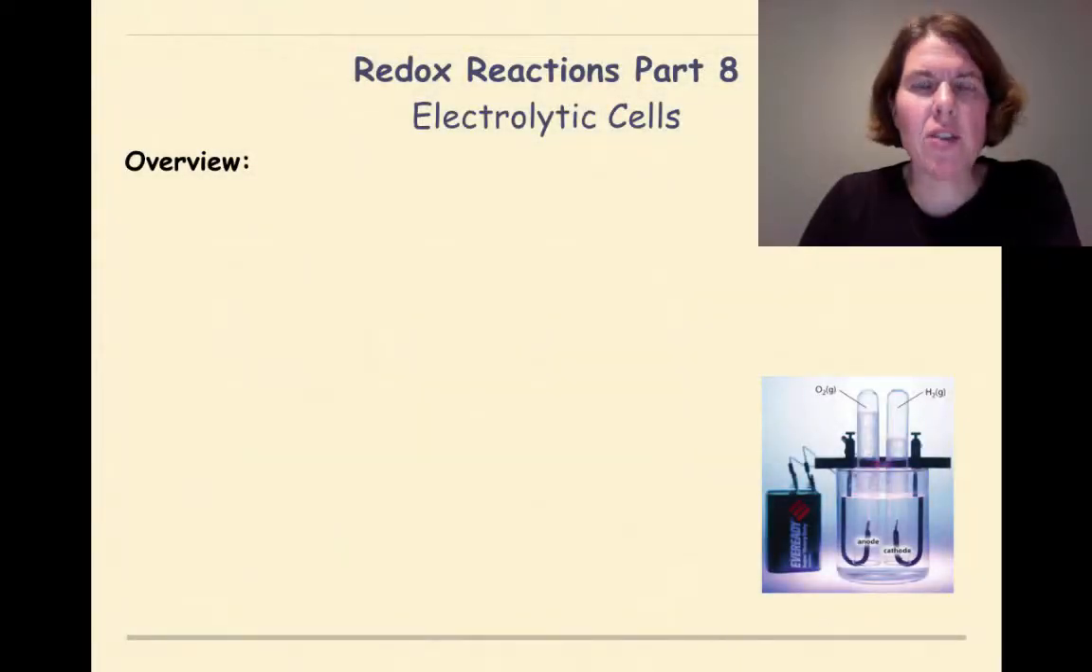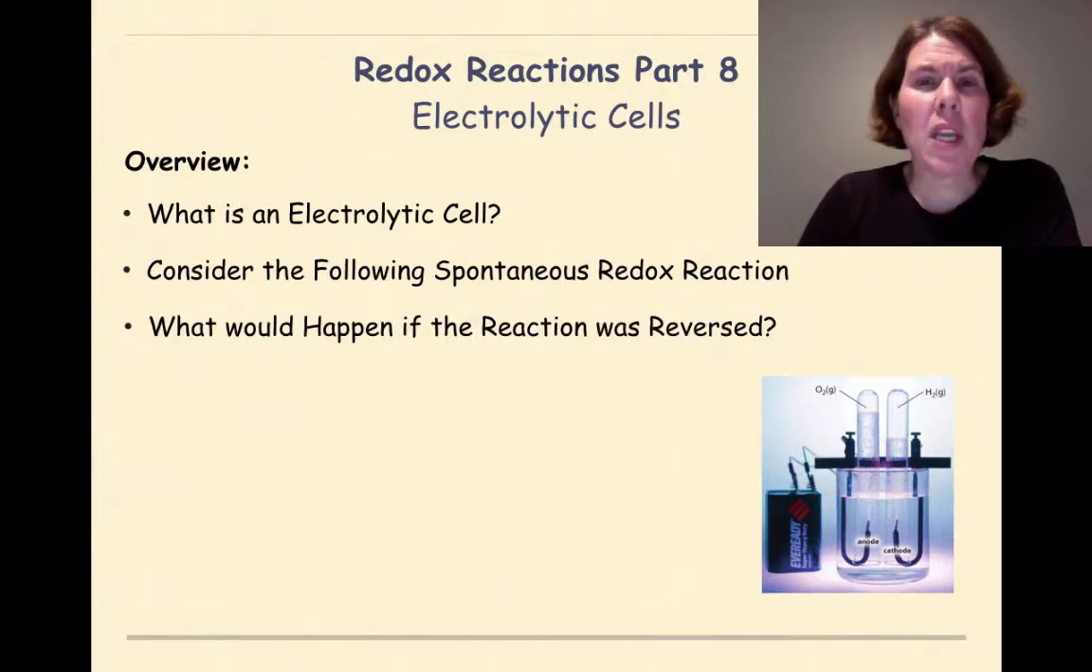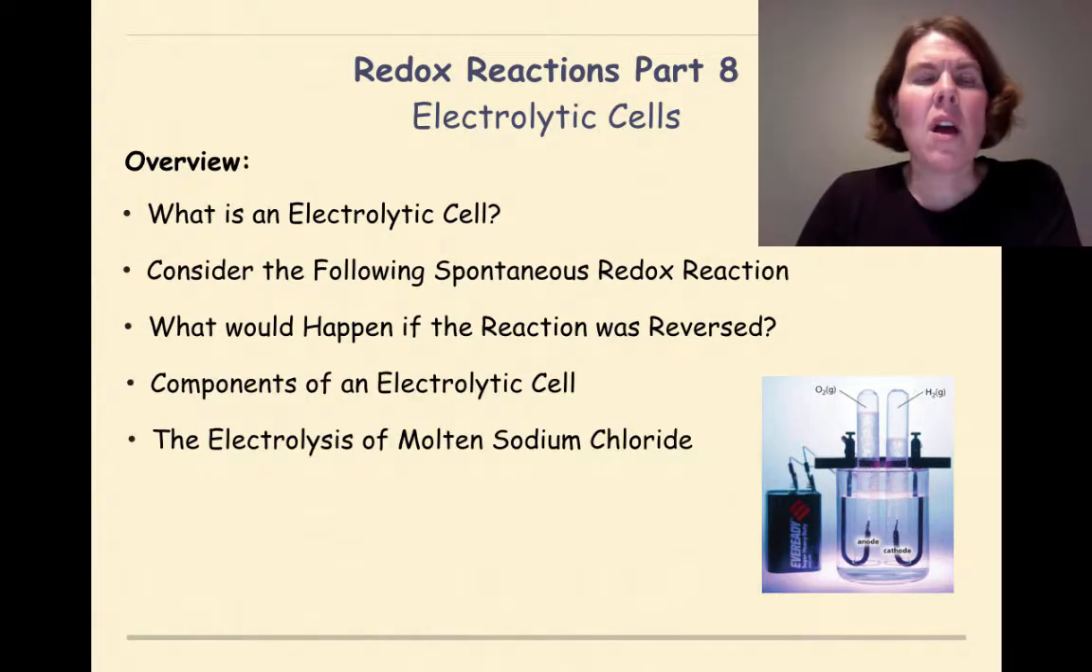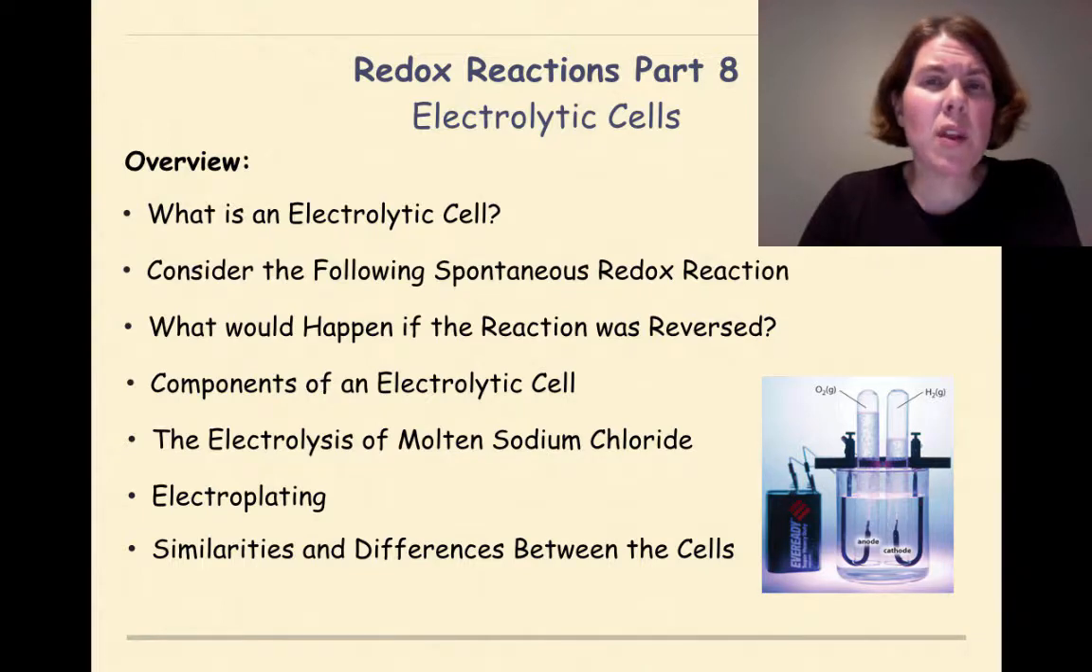My name is Dr. English, and today we're going to be talking about another type of electrochemical cell called an electrolytic cell. Specifically, what is an electrolytic cell, looking at a spontaneous redox reaction again, looking at what would happen if we reversed that spontaneous redox reaction, the components of an electrolytic cell, the electrolysis of molten sodium chloride, electroplating, and then finally some similarities and differences between these types of cells.